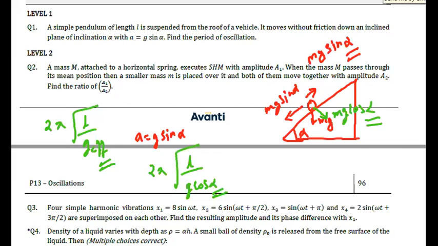Tell me, clear? Everyone? Only 32 students are there, right? Everyone will be absent. Okay. This concept is clear?